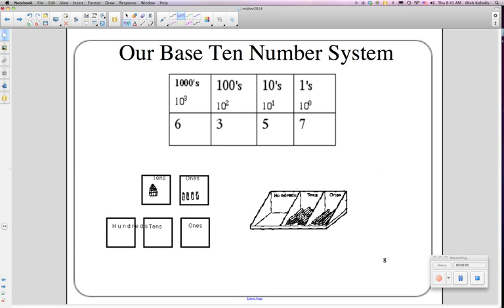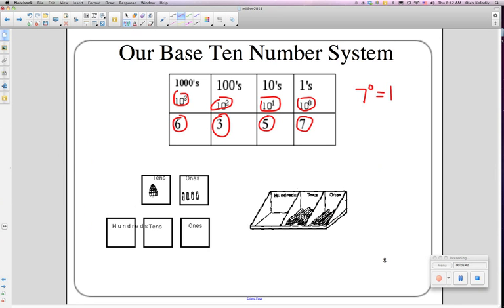So for example, this 7 here is in the first place to the right, beginning from the right, and that represents how many ones there are. The 5 here is in the tens place, and that represents how many tens there are. The 3 is in the hundreds place, and the 6 is in the thousands place. Now, 1,000 is 10 cubed, 100 is 10 squared, 10 is 10 to the 1, and 1 is 10 to the 0. Matter of fact, any number raised to the 0 is 1. For example, 7 to the 0 power will be 1.